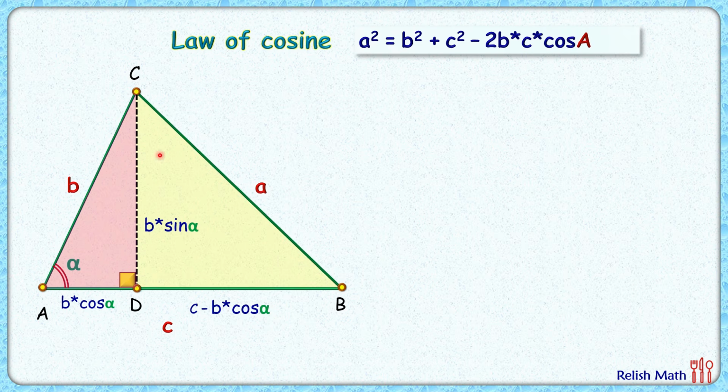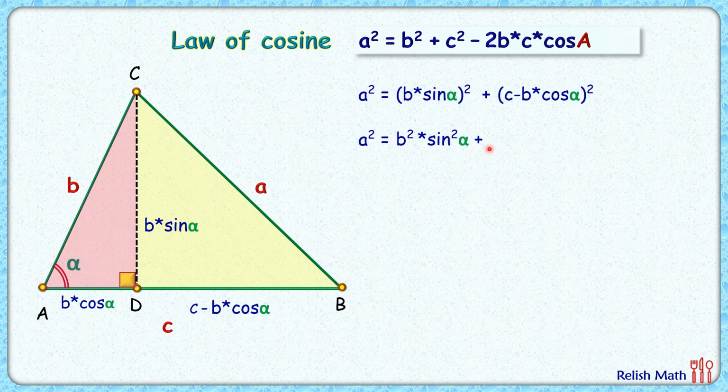Now in this yellow right angle triangle, applying the Pythagoras theorem again, we'll get hypotenuse square, that is a square, is (b times sine alpha) square plus (c minus b times cos alpha) square. Simplifying it, (b times sine alpha) square will be b square times sine square alpha, and this will be c square plus b square cos square alpha minus 2 times bc cos alpha.